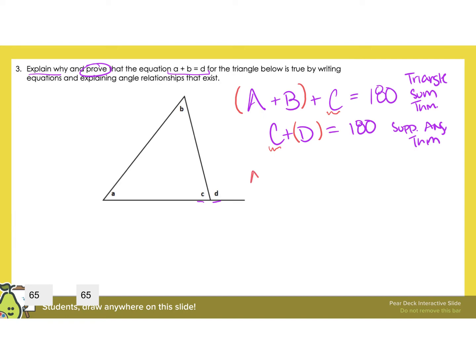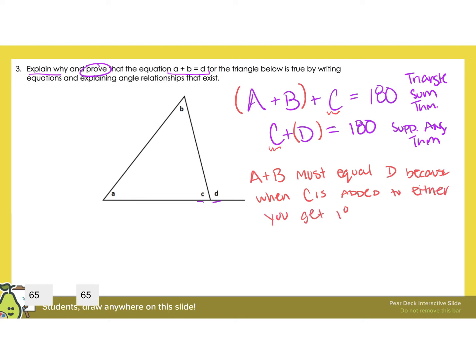So this means A plus B must equal D, because when C is added to either of those things, you get 180. So if that doesn't make sense, I'm going to show you something really quick with numbers, okay? If you're like, what the heck is she talking about? Here's what she's talking about, okay?